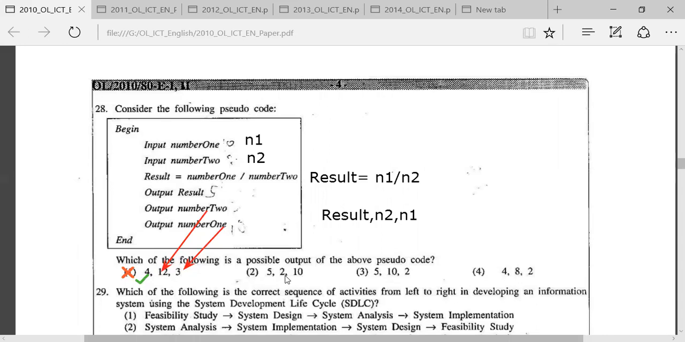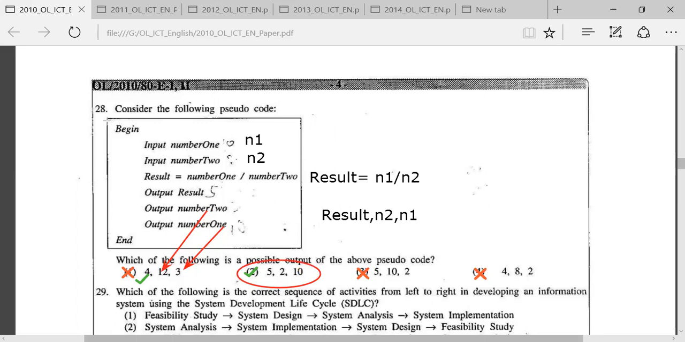10 divided by 2, which is 5. That is right. 2 divided by 10, that is 1/5. That is wrong. 2 divided by 8, 1/4. That is also wrong. So your answer option will be the second answer option.